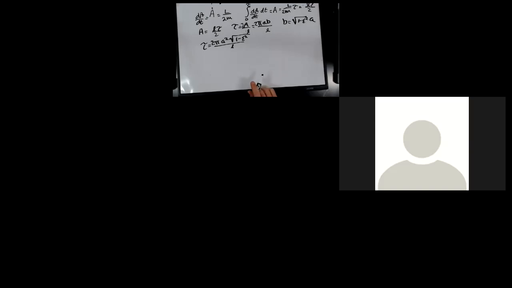And so now we want the period squared, so we're going to square both sides of that. We get the period squared is equal to 4 pi squared a to the 4th, 1 minus epsilon squared, over L squared.